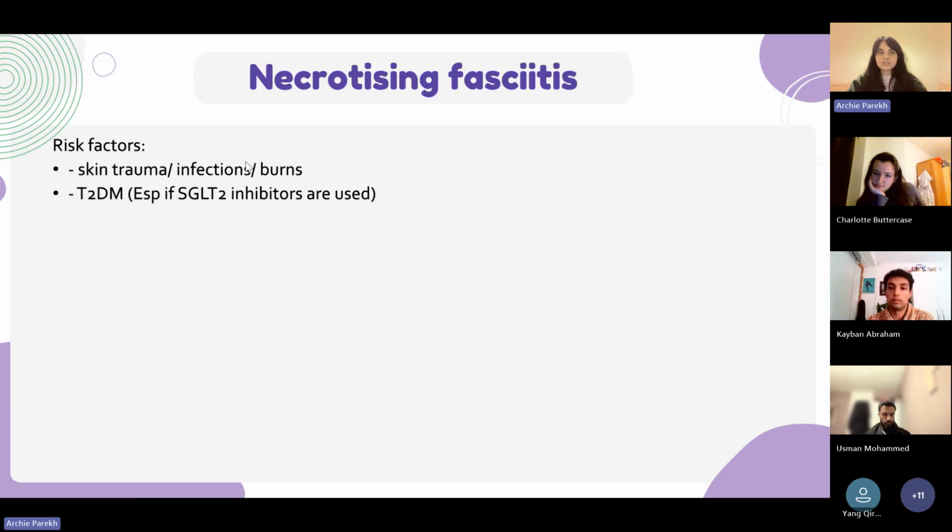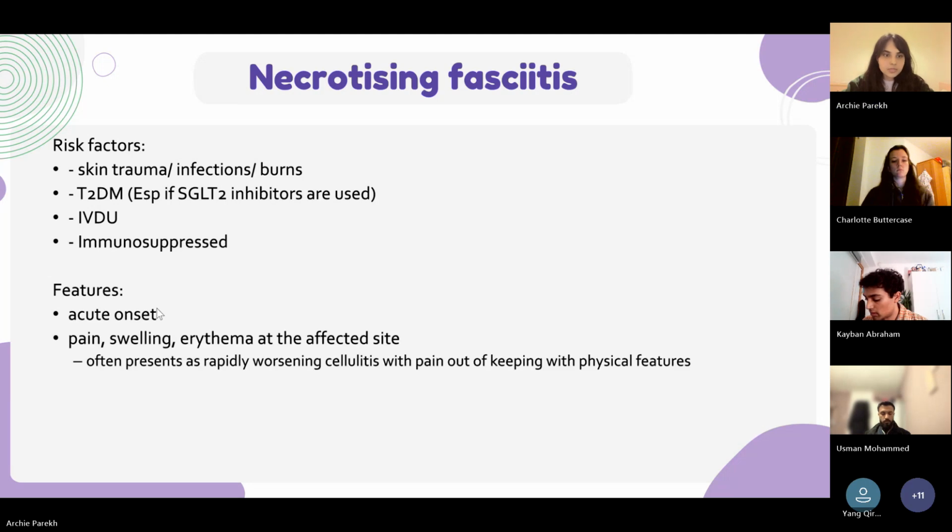Risk factors, obviously, if they have skin trauma, if they have type 2 diabetes mellitus, especially on SGLT2 inhibitors, because it's literally making you pee out sugar. So bacteria are going to grow there. If they're IV drug users, immunosuppressed, etc.